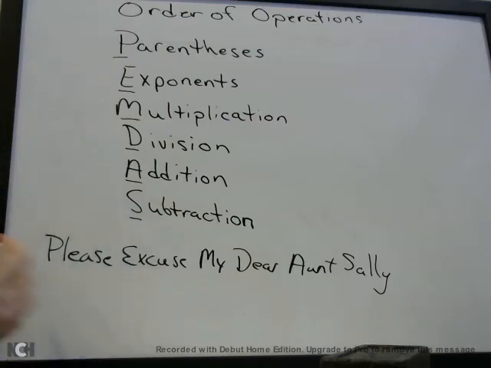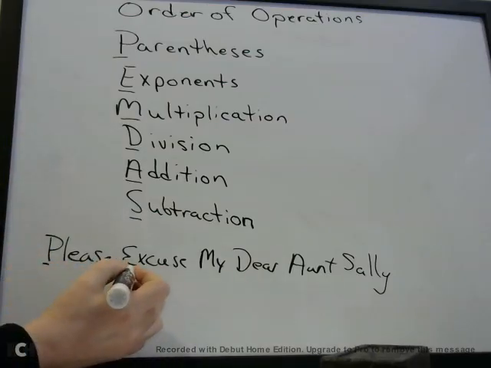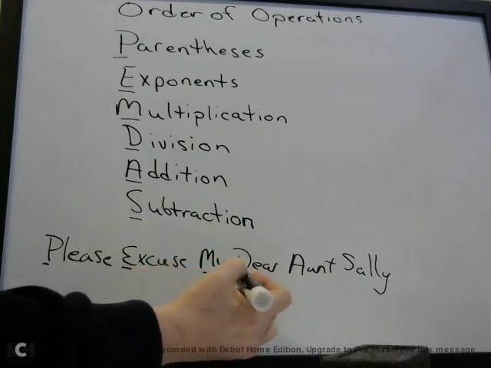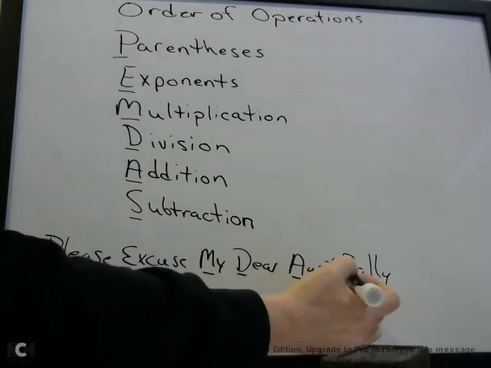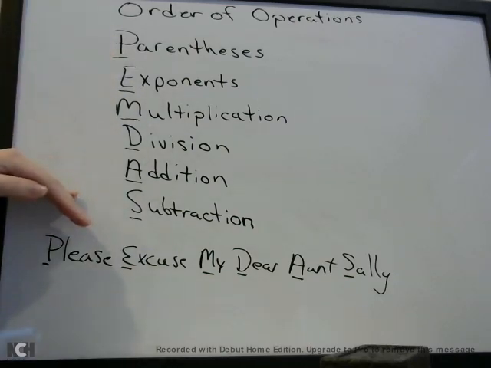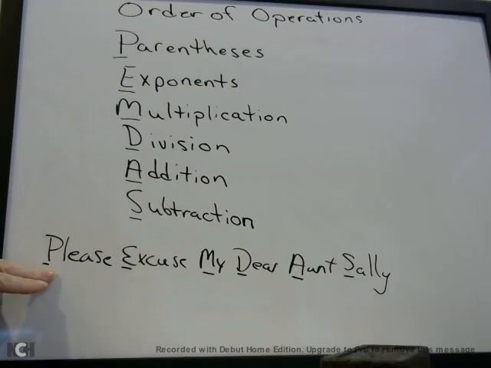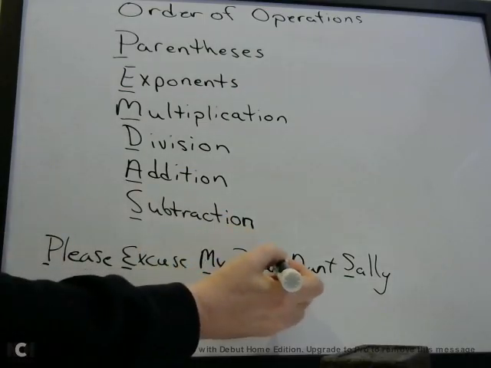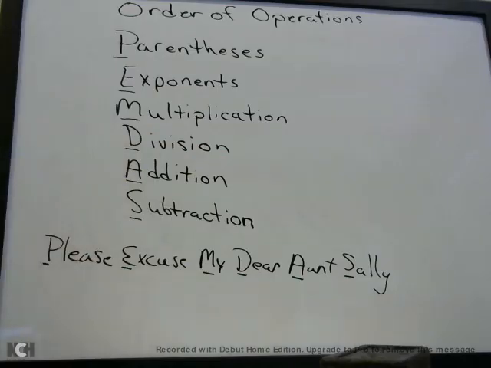of operations. You can see the P is for parentheses, E exponents, M multiplication, D division, A addition, and S subtraction. So that is the order. This is the order we're going to do mathematical operations in. And you can remember that. Please excuse my dear Aunt Sally. So remember that phrase. So now I'm going to pause and put a problem up on the board, and we'll work through this.